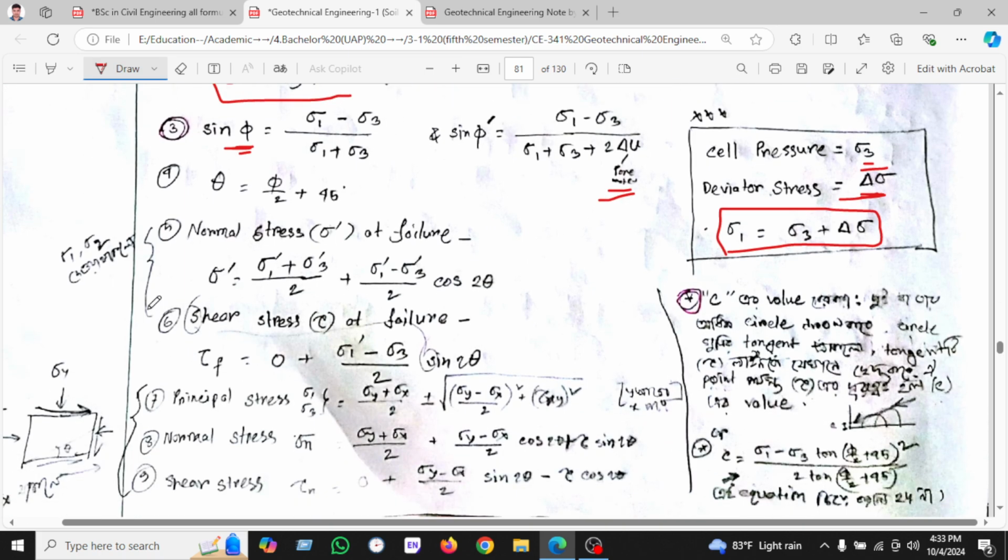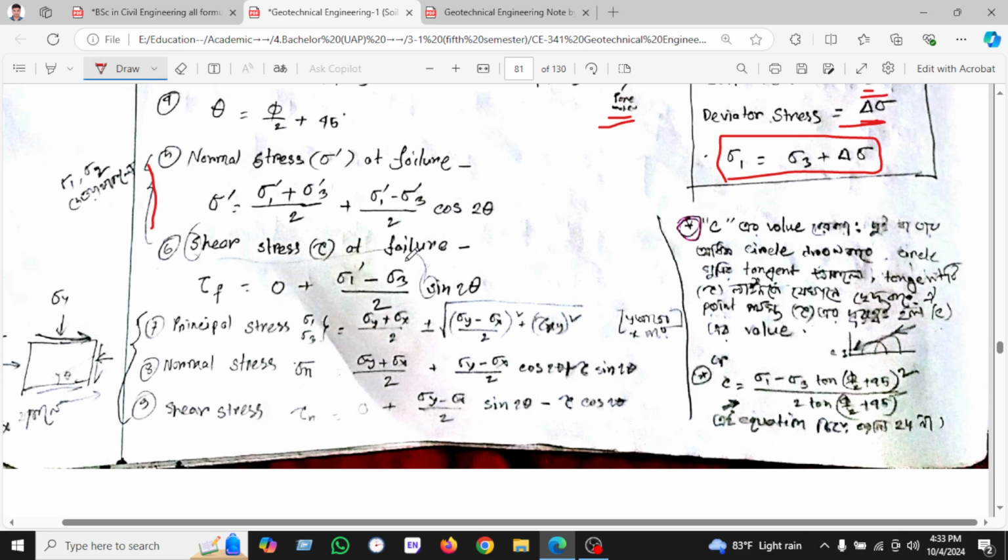And when sigma 1 and sigma 3 are given, then we can find the normal stress with this formula, otherwise we will not use it. When sigma 1 and sigma 3 are given, then sigma prime equals (sigma 1 plus sigma 3) divided by 2 plus (sigma 1 minus sigma 3) divided by 2 times cos 2 theta. And shear stress at failure is 0 plus (sigma 1 minus sigma 3) divided by 2 times sin 2 theta.